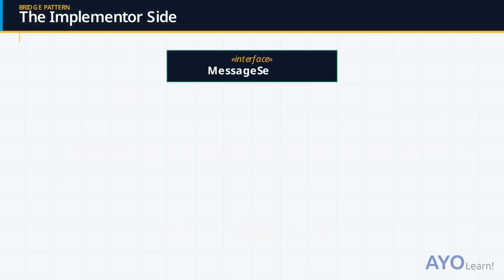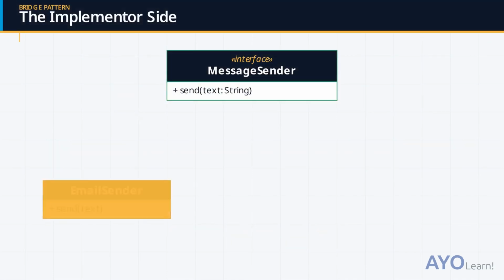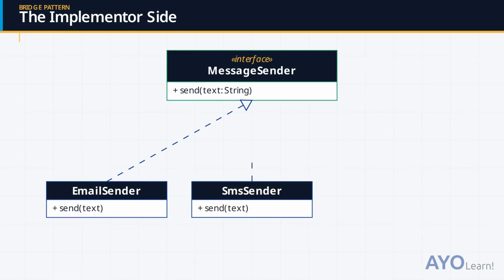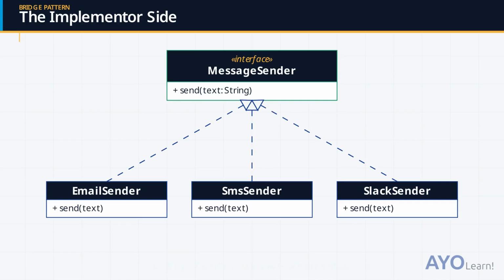This is the implementer side. The message sender interface defines one method, send. Email sender, SMS sender, and Slack sender each realize it. Every channel stands as its own small class.